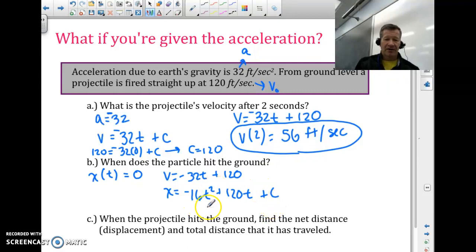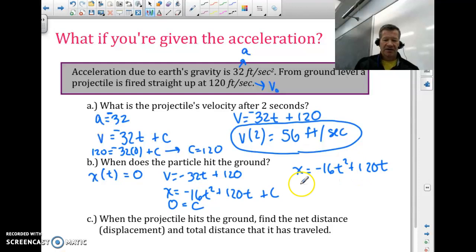Now I know the particle is shot up from ground level, so at time 0, position is 0, so now I know position is negative 16t squared plus 120t, with c being 0. Set this equal to 0 and solve for time. We'll finish this in the last video.